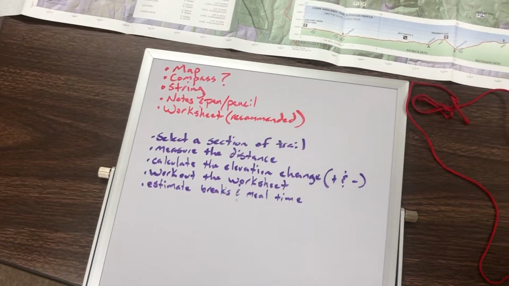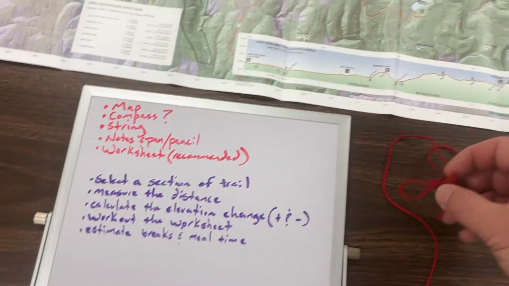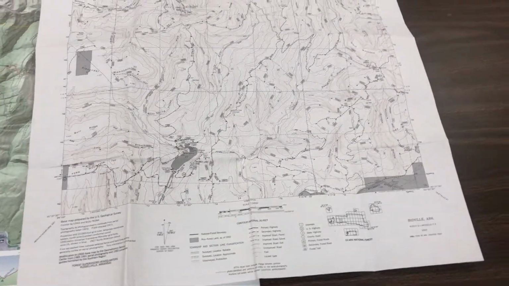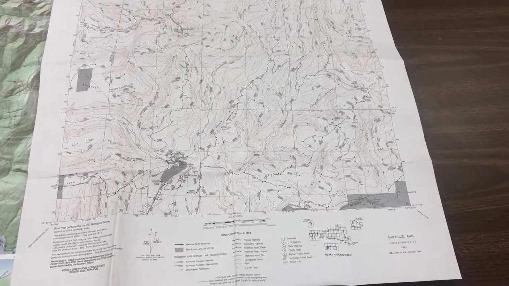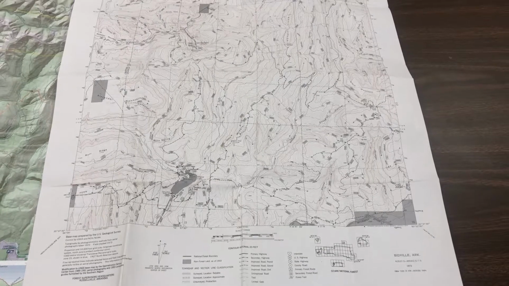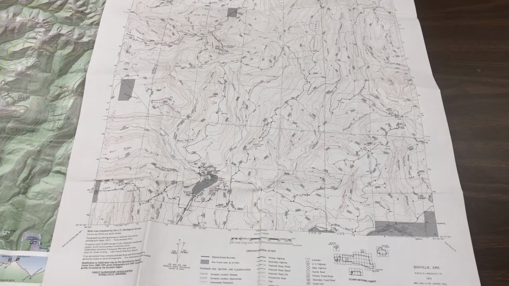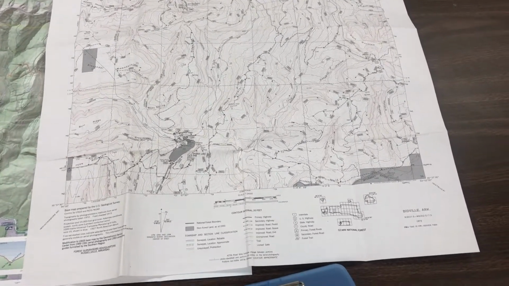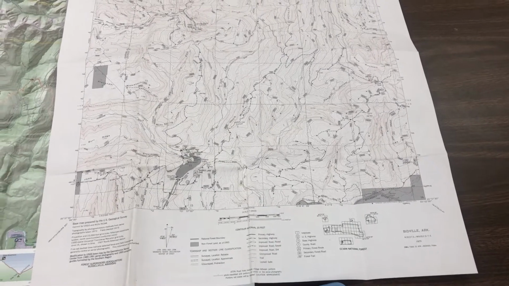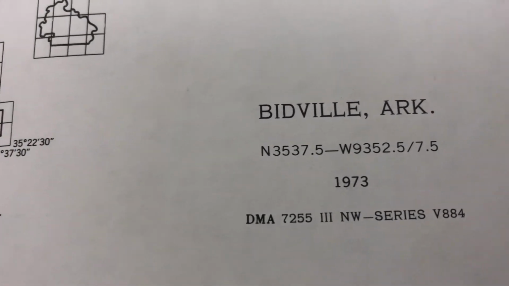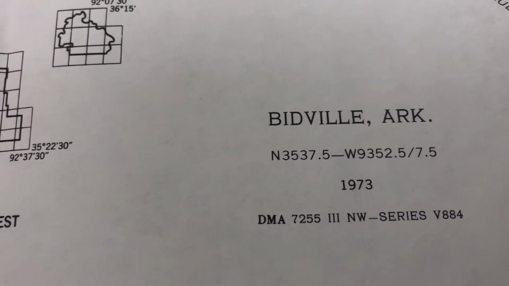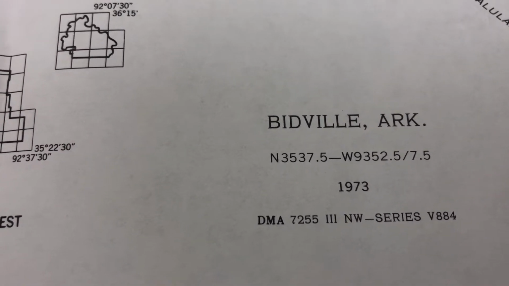All right, so let's look here at what maps I have. I am a big proponent of getting a USGS quadrangle. Now, for this area, I have found that this map was last revised, as you can see here, in 1973. We've had a few minutes since then.